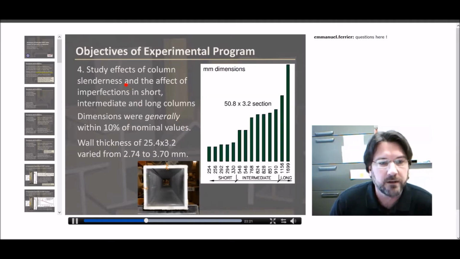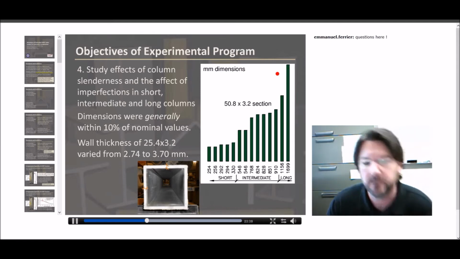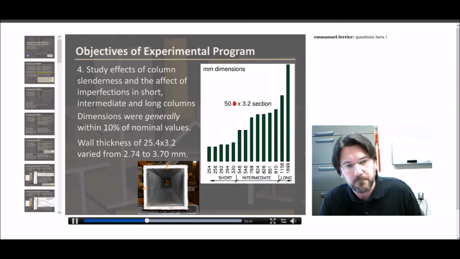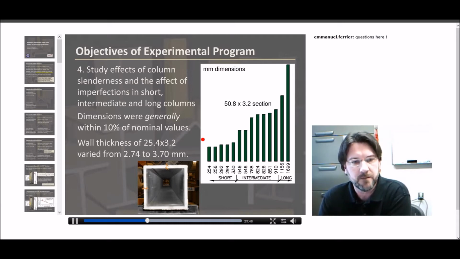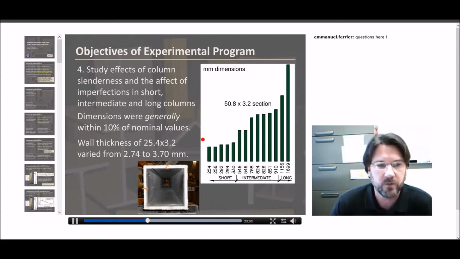We looked at column slenderness in order to address the effects of column imperfections. This is just one case of columns that we looked at. This is the 50 millimeter box, and we tested very short 250 millimeter sections all the way up to very, very slender 1700 millimeter columns. Generally, the product that we were working with, which was made by a commercial pultruder, was very, very good. The dimensions were well within what we would expect of typical tolerances, certainly within 10% of the nominal values.